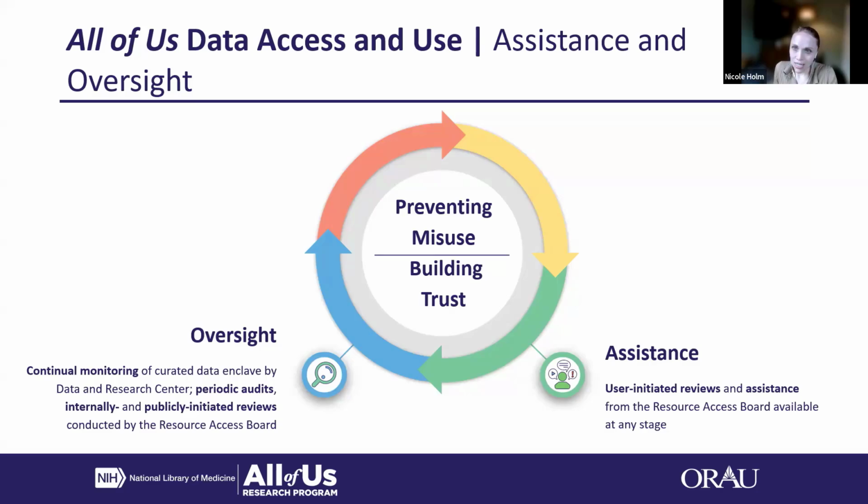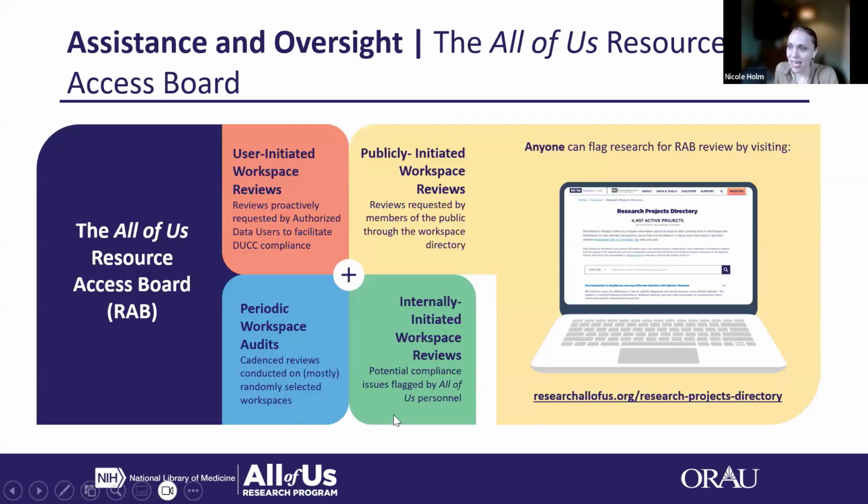They're available to you at any stage in your research journey, whether it is at the beginning when you're creating your workspace, or at the end when you're ready to publish, or anytime in between. The Resource Access Board allows for user-initiated workspace reviews. There's a portion on your form when you're creating your workspace to select for that if you would like. The public can initiate workspace reviews via the research projects directory.